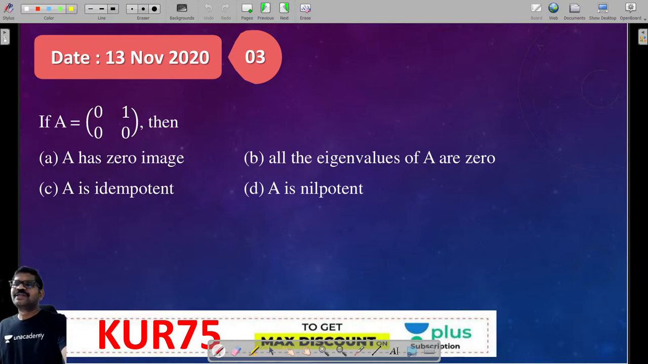Next problem. The matrix is 0 1 0 0. If you look at the matrix directly, you can understand that it is triangular. Eigenvalues are nothing but its leading diagonal elements. All the eigenvalues of A are 0. That is true. Next, whether it is idempotent or nilpotent, we have to calculate by multiplication.